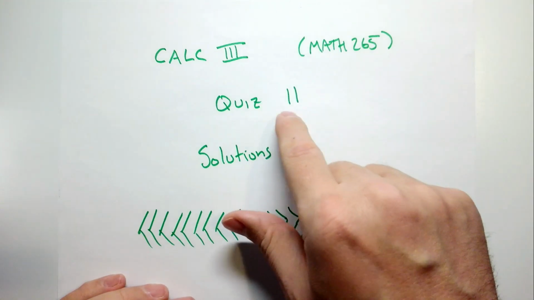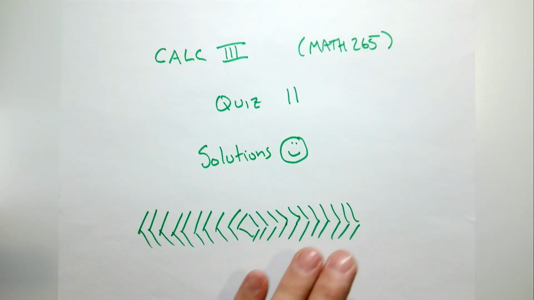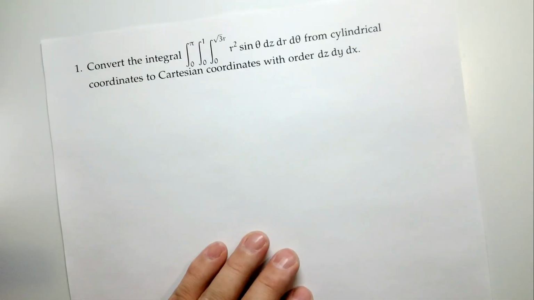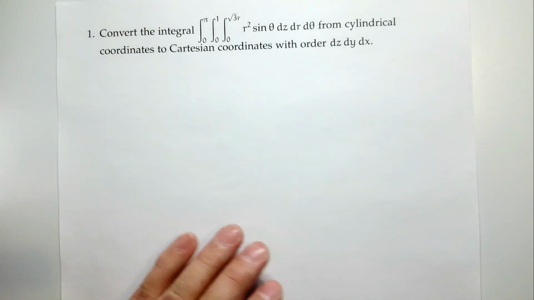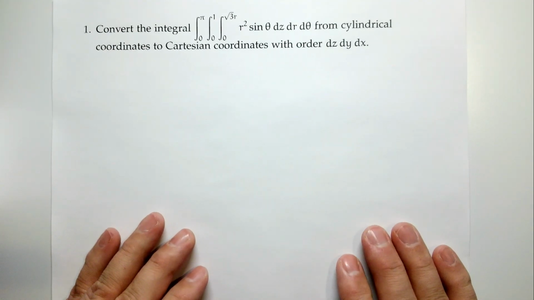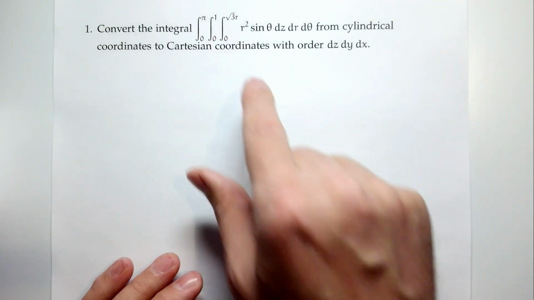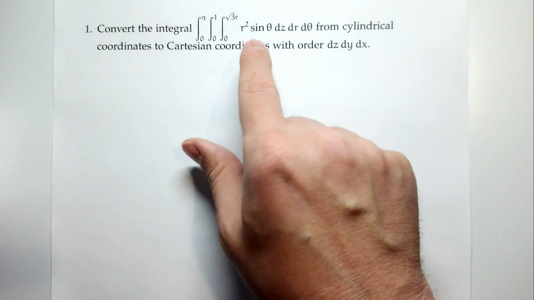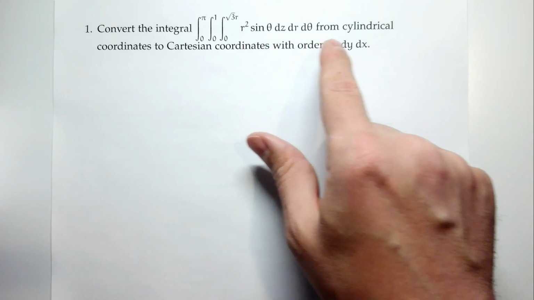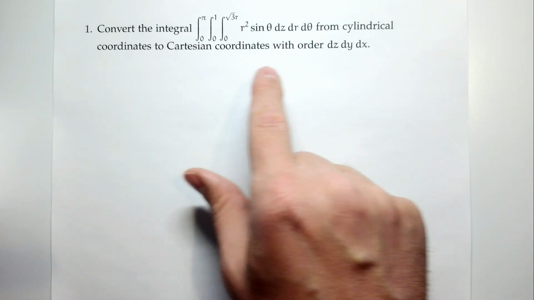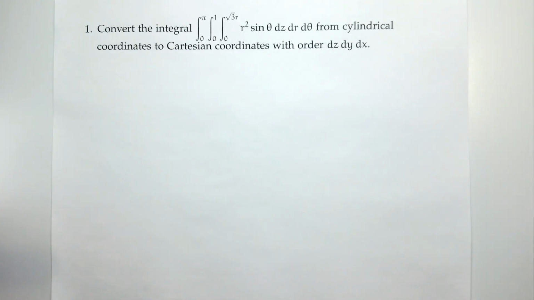All right, quiz 11. Ooh, the end is coming near. Okay, let's have some fun. So, number 1. Convert the triple integral, 0 to pi, 0 to 1, 0 to root 3r, r squared sine theta, dz dr d theta, from cylindrical coordinates to Cartesian coordinates with order dz dy dx.